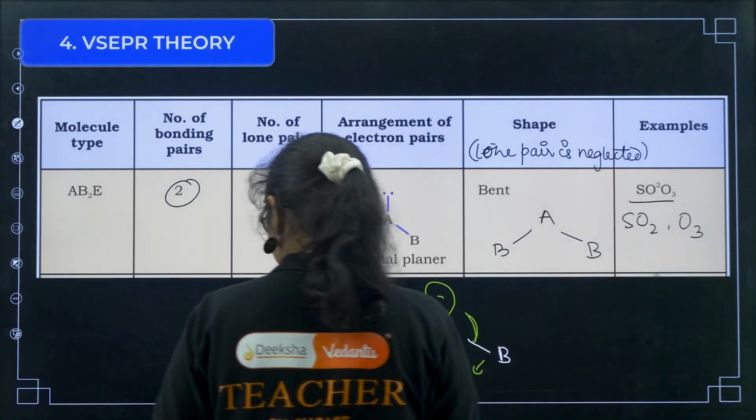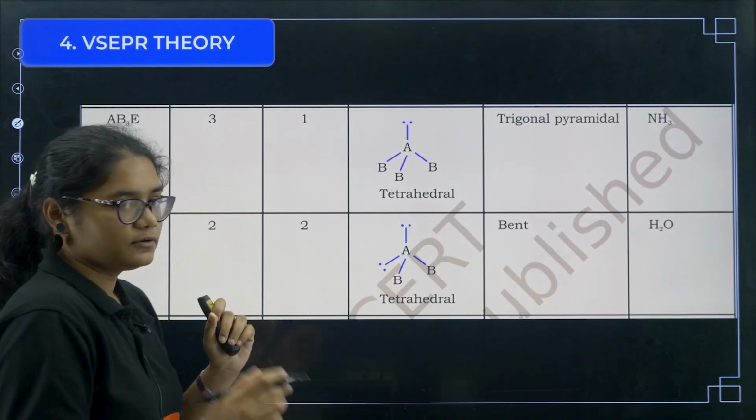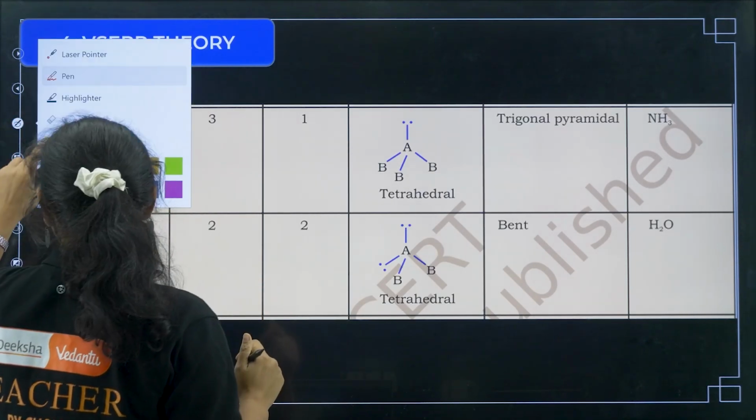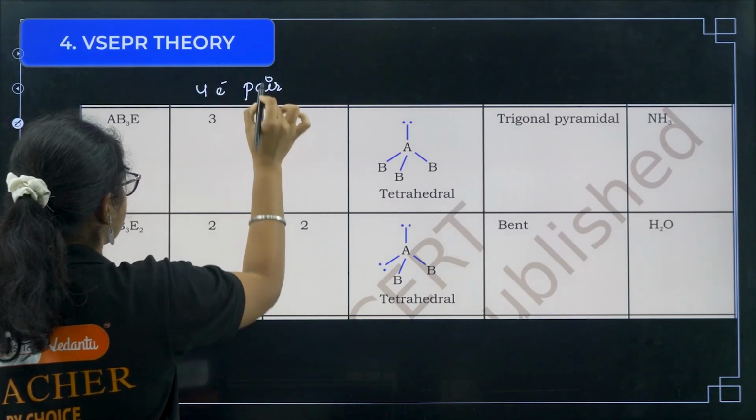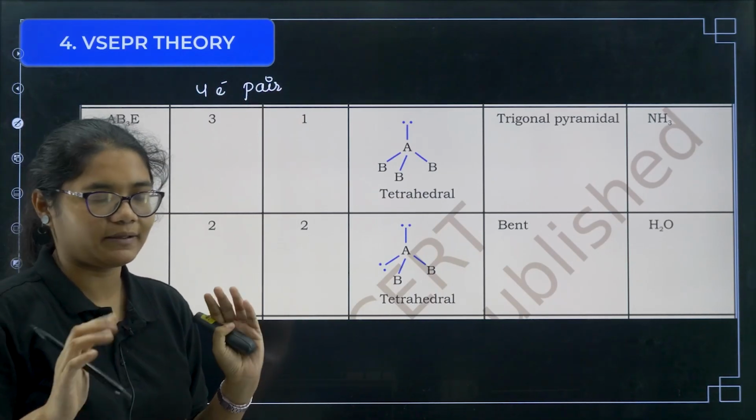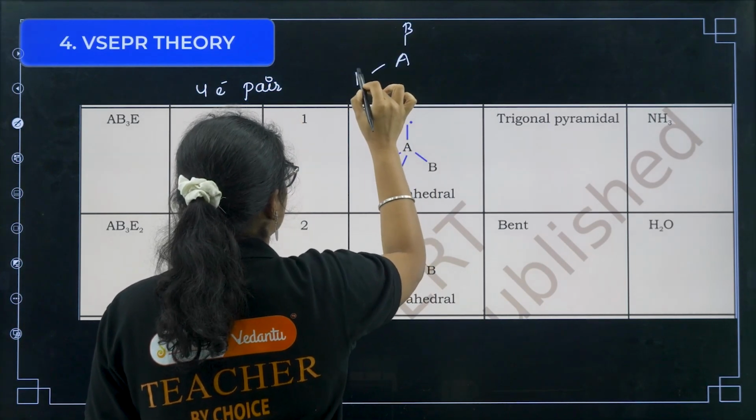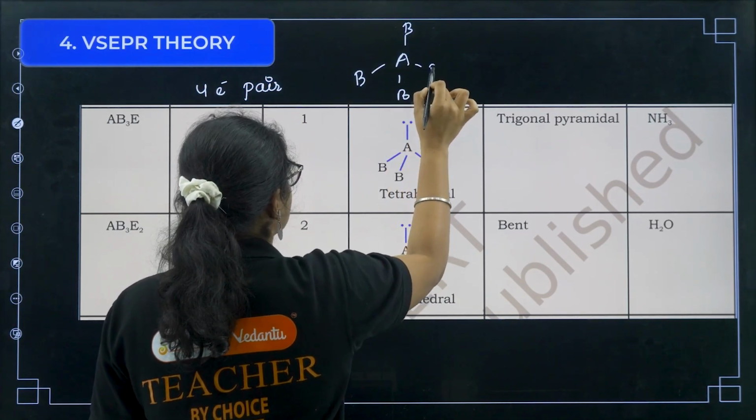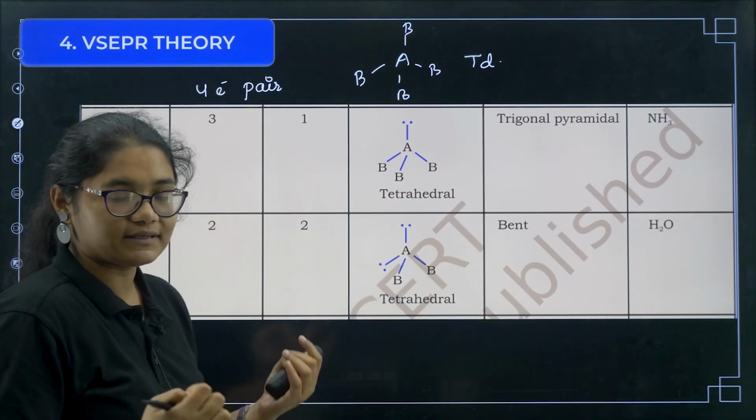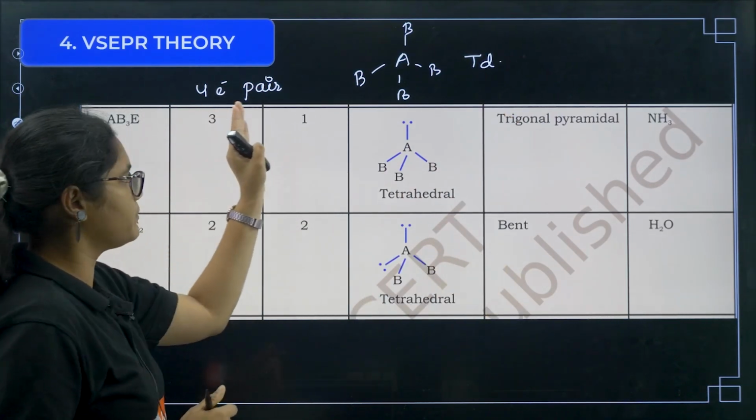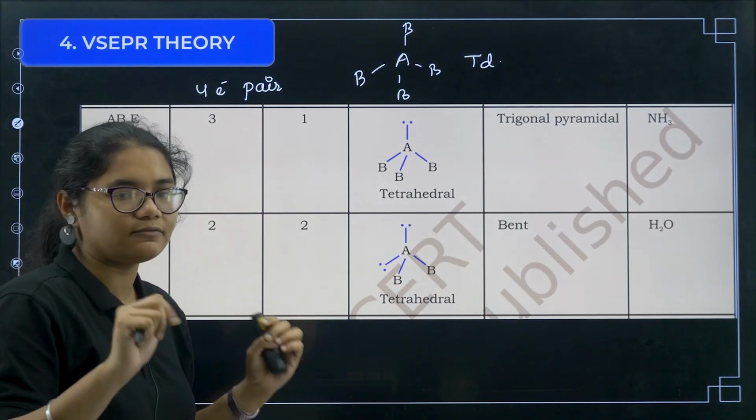Now next, you have a total of 4 electron pairs. If it is 4 electron pairs, then it is tetrahedral. If you remember, A, then we have 4 B's like this. So this is your tetrahedral geometry. Now 4 electron pairs can be in the form of 3 bond pairs and 1 lone pair.